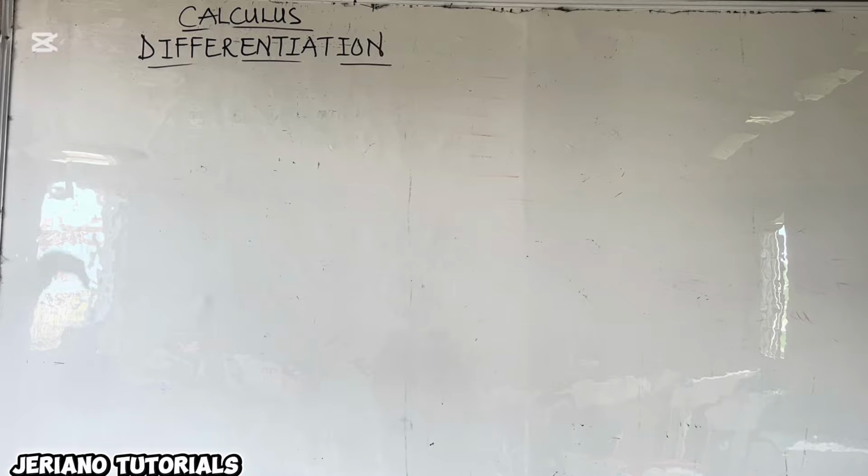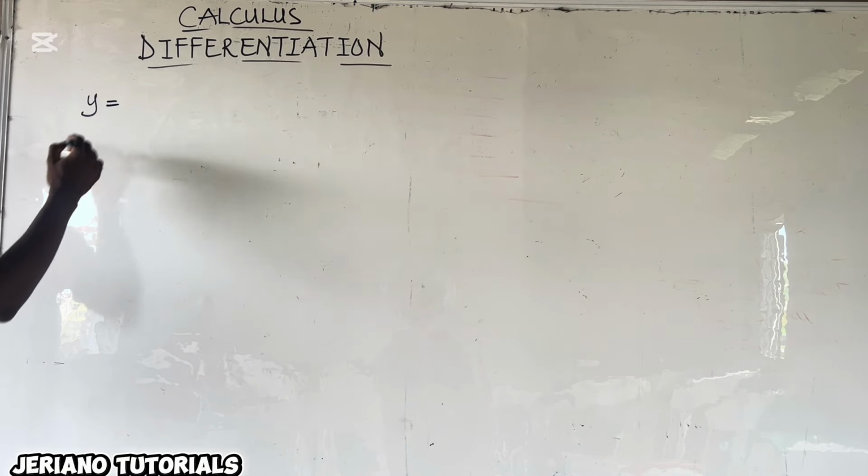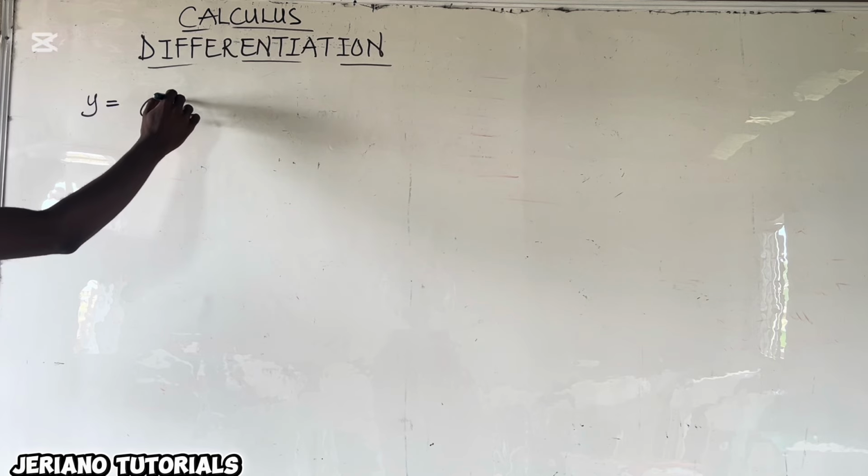Now that is what you do for differentiation. It is all about subtraction. That is removal. Now, for us to do this, there are rules that guide differentiation. Let's say, for example, if y is equated to ax^n.